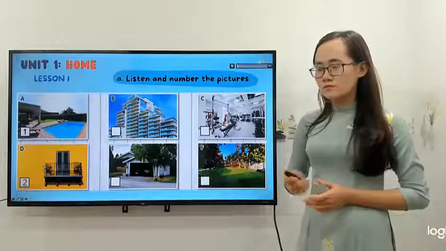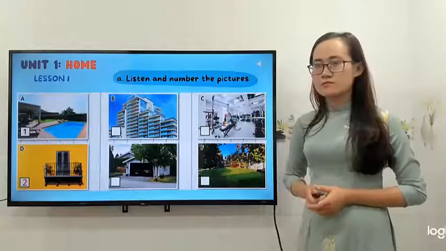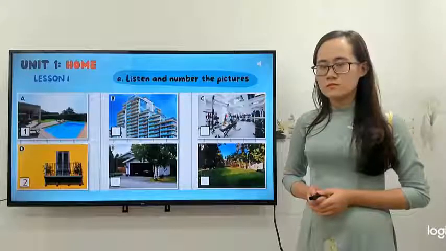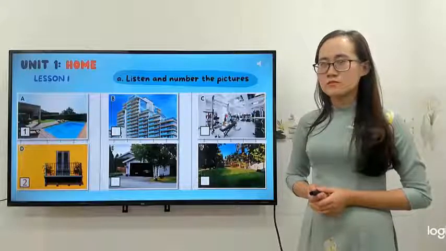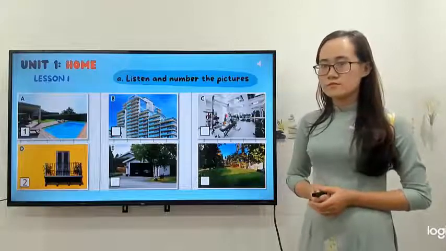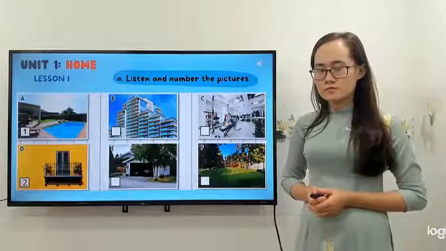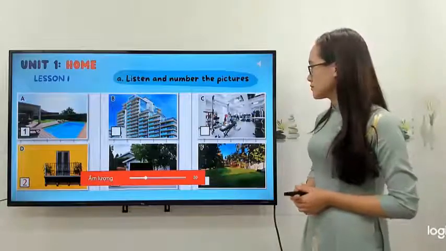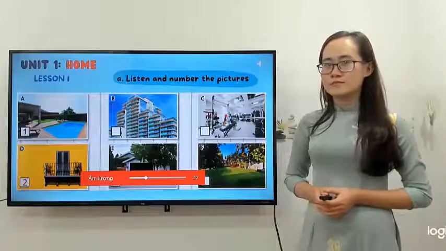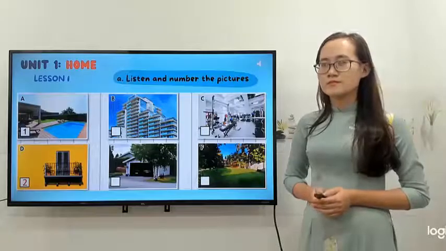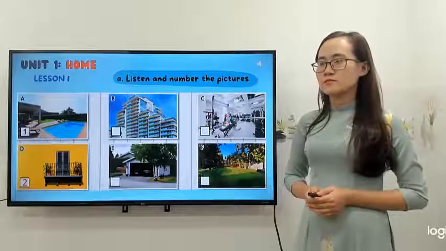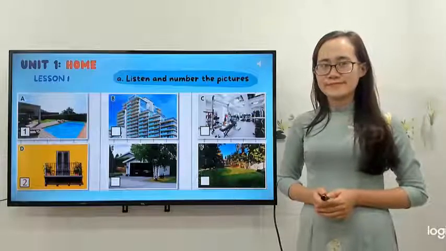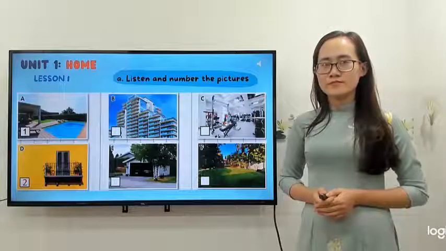New words. Listen and repeat. 1. Pool. 2. Balcony. 3. Garage. 4. Yard. 5. Gym. 6.